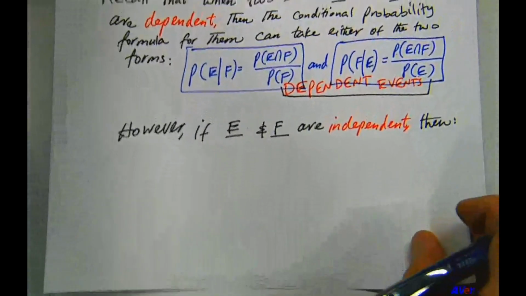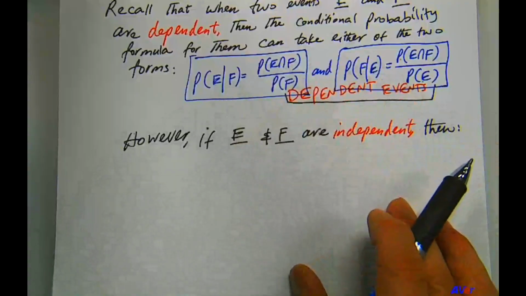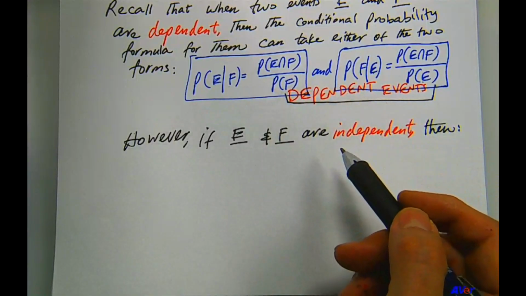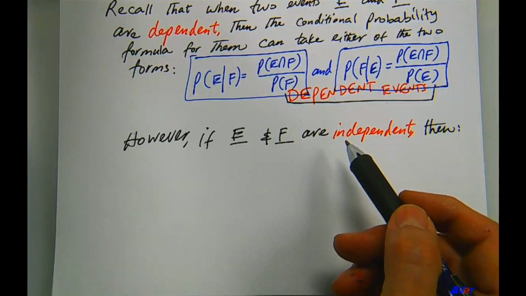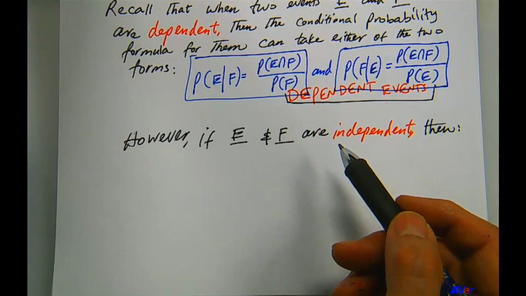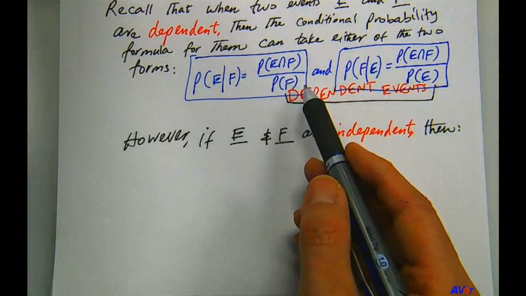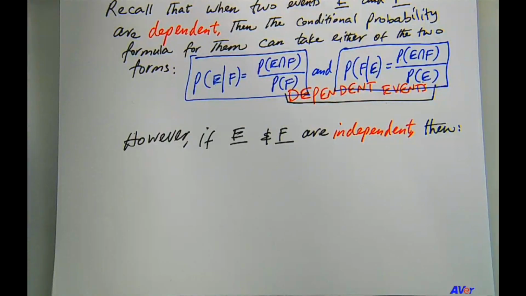But what happens when E and F are independent? Can we use these formulas? No. We still have the conditional probability formula, we still use that, but the formula on the right-hand side is not the same thing. So let's see how these things simplify.